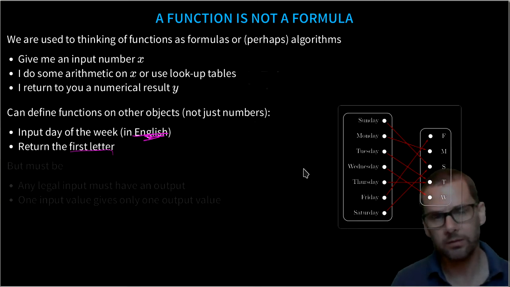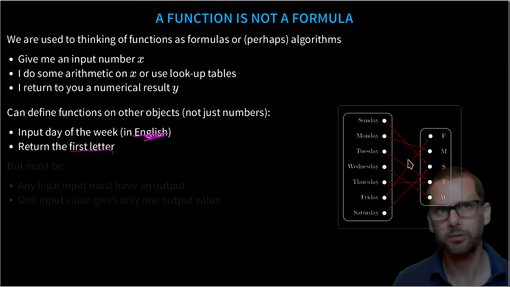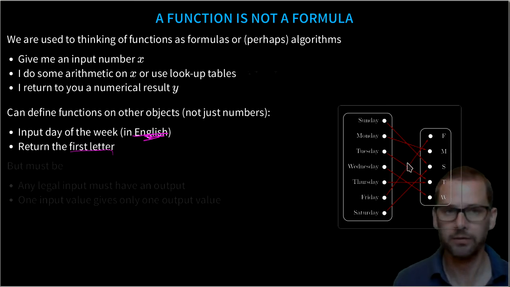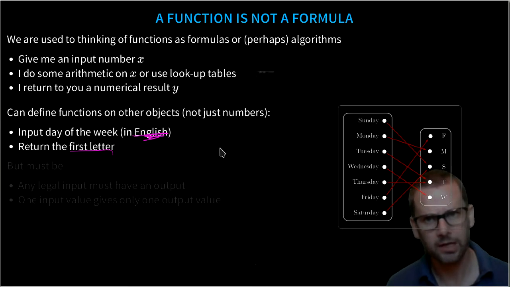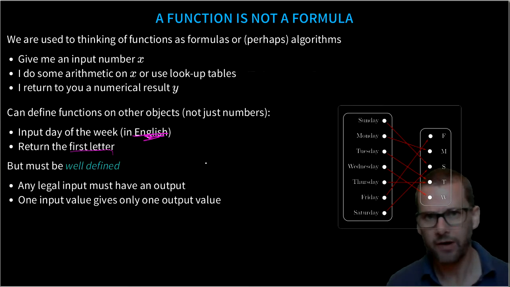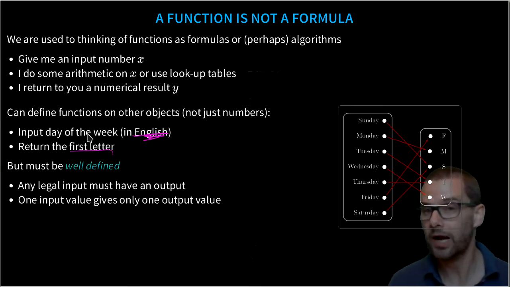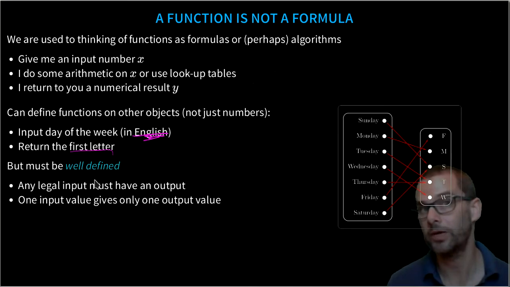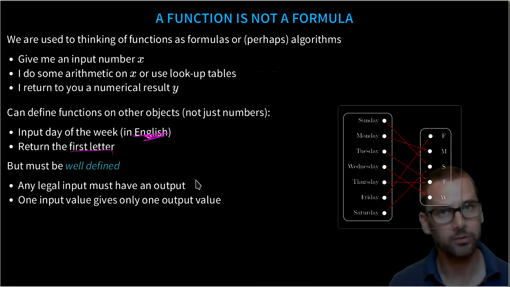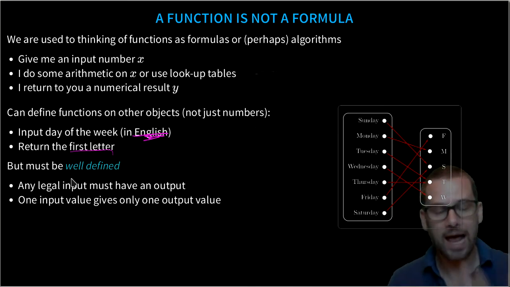Now, once we start drawing diagrams like this, we realize we can define all sorts of things to be functions by drawing arrows backwards and forwards, but we should realize that the thing that we want to be a function has to be well defined. So in particular, if I tell you, as I did here, that I can take as an input any day of the week, then I have to be able to process any day of the week that you give me and return you an output. So we have to have an output for any given legal input.